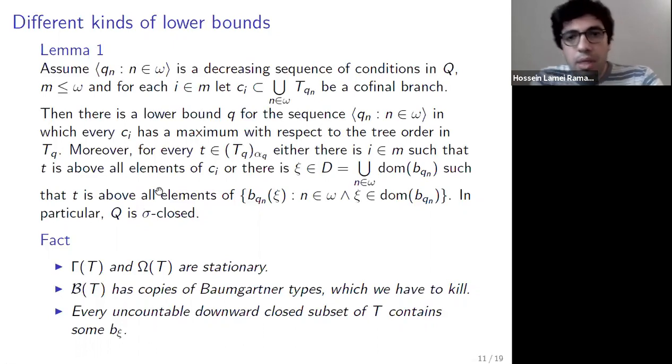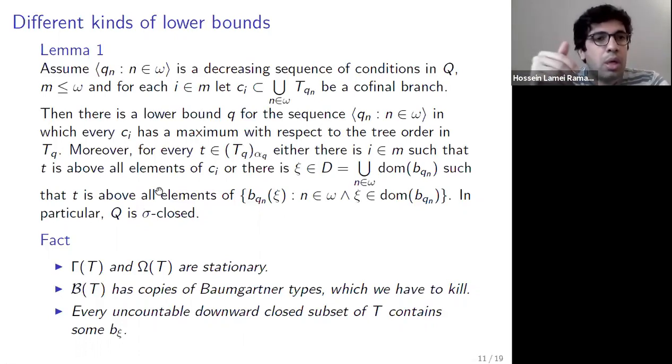Again, by the same argument that I just talked about, we can show that gamma T and omega T are stationary because we're free in finding lower bounds for MQ generic sequences. So we know that they're both stationary. BT has a copy of Baumgartner types, which we have to kill.